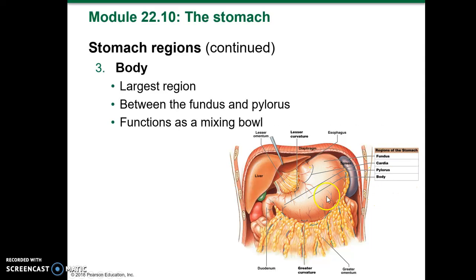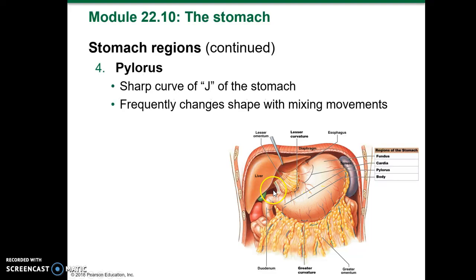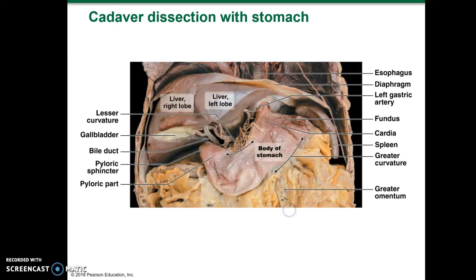Then the main body, which is the largest region. It's between the fundus and the pylorus. It functions as a mixing bowl. And then, of course, the pylorus, which is this J-curved area. It frequently changes shape with the mixing movements. There's a picture of an actual cadaver showing those parts of the stomach.